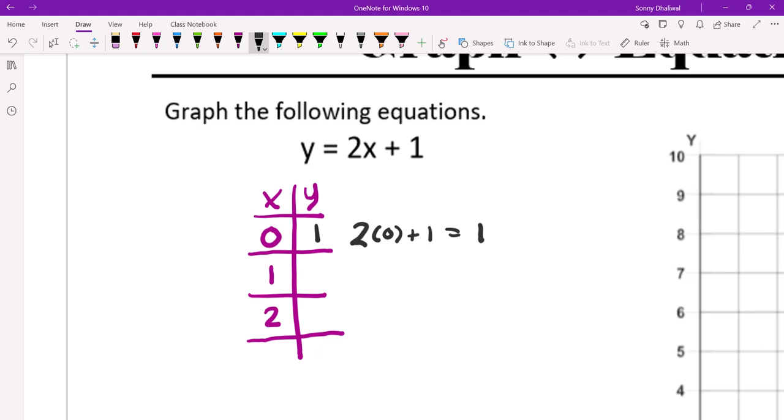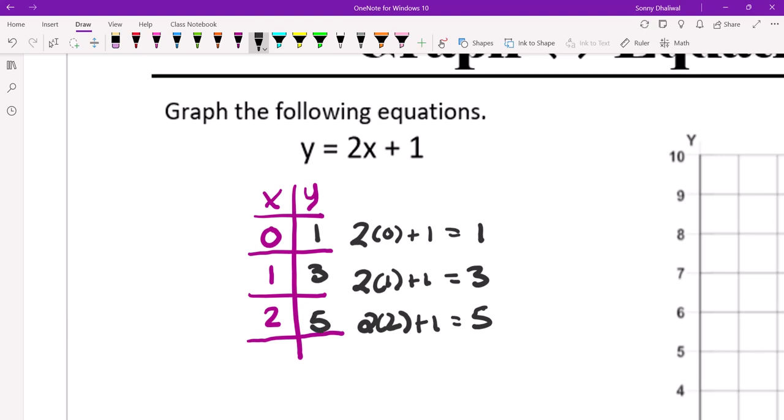Then we did it for the other values. So you go 2 times 1 plus 1. What do we get? 3. In this relationship, when x is 1, the y value is 3. Then we go to the next one. 2 times 2 plus 1 is 5. All right. So now we have 3 points.